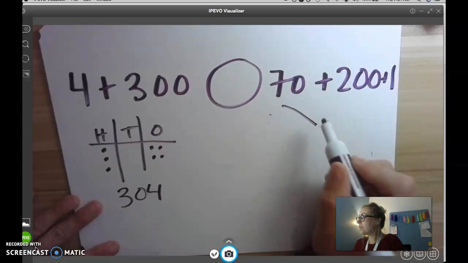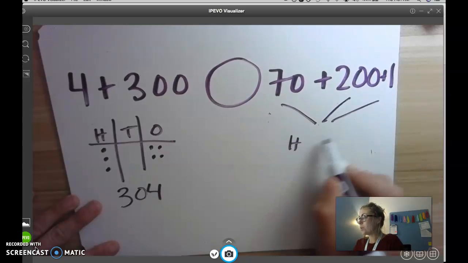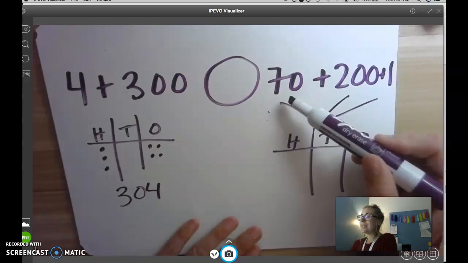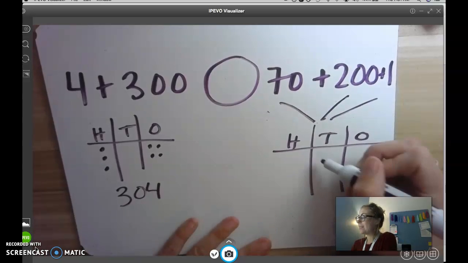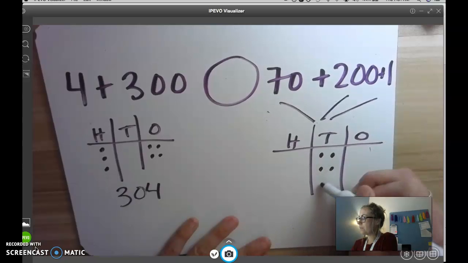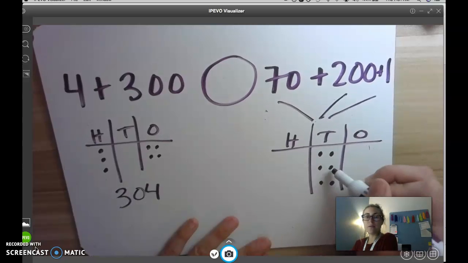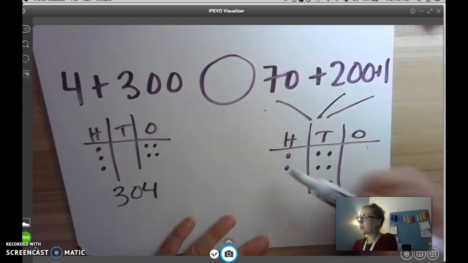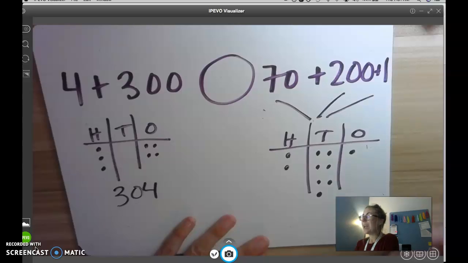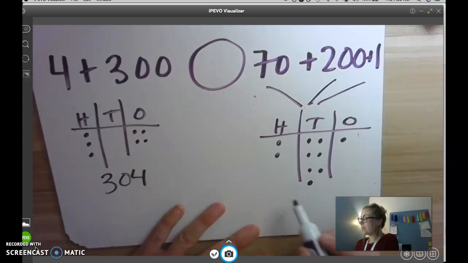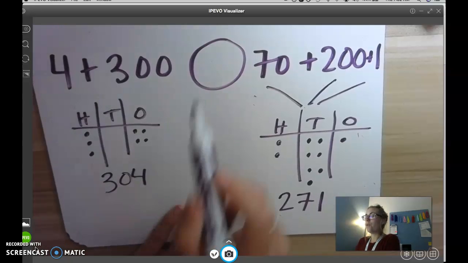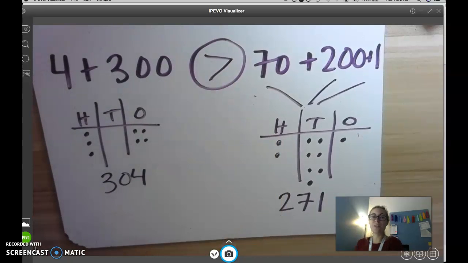Now I have 70 plus 200 plus 1. This one's all mixed up too, so I'm going to do my hundreds, tens, and ones chart. And I see 70, which I know is the same as 7 tens. 1 ten, 2 tens, 3 tens, 4 tens, 5 tens, 6 tens, 7 tens. 200, which is the same as 2 hundreds, and 1 one. So now I can easily see that this number is 271. And I know 304 is greater than 271.